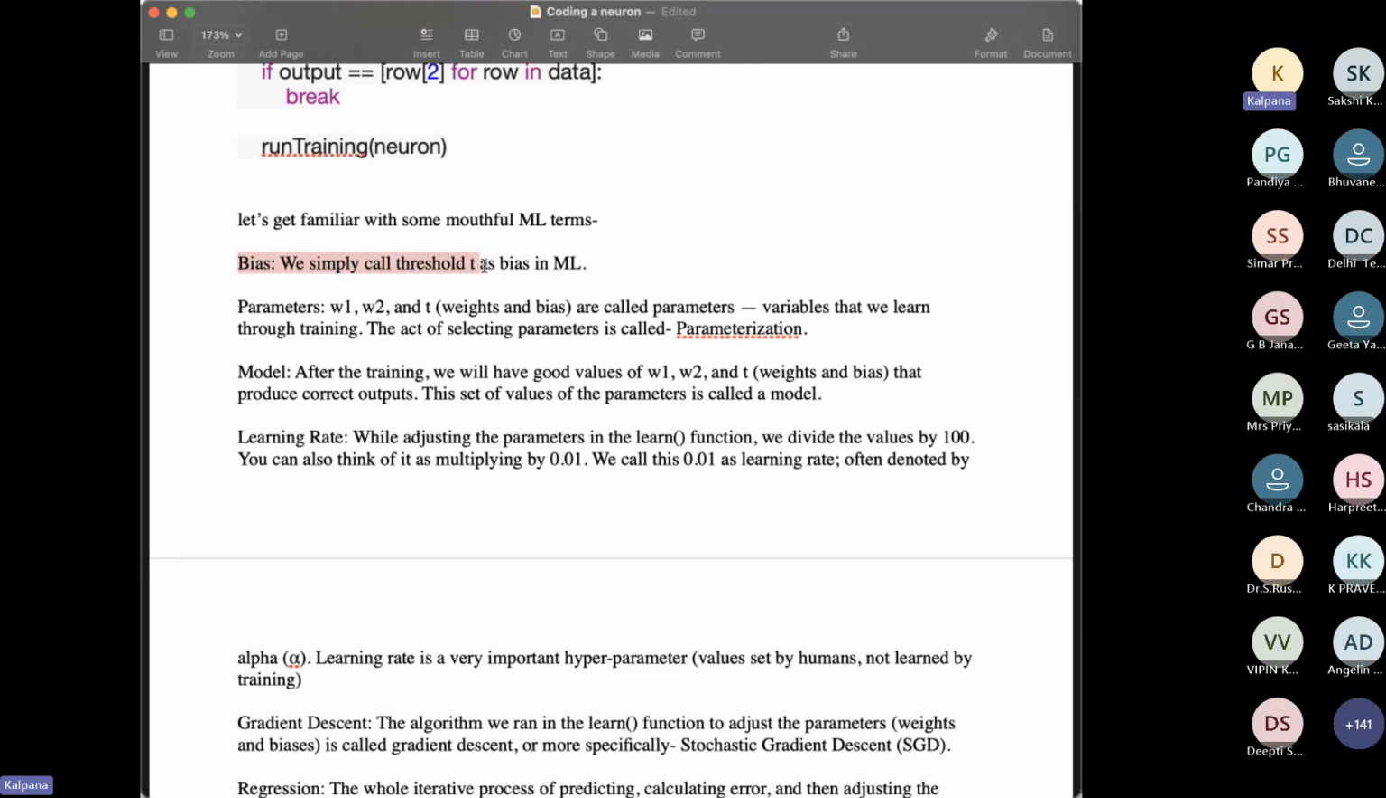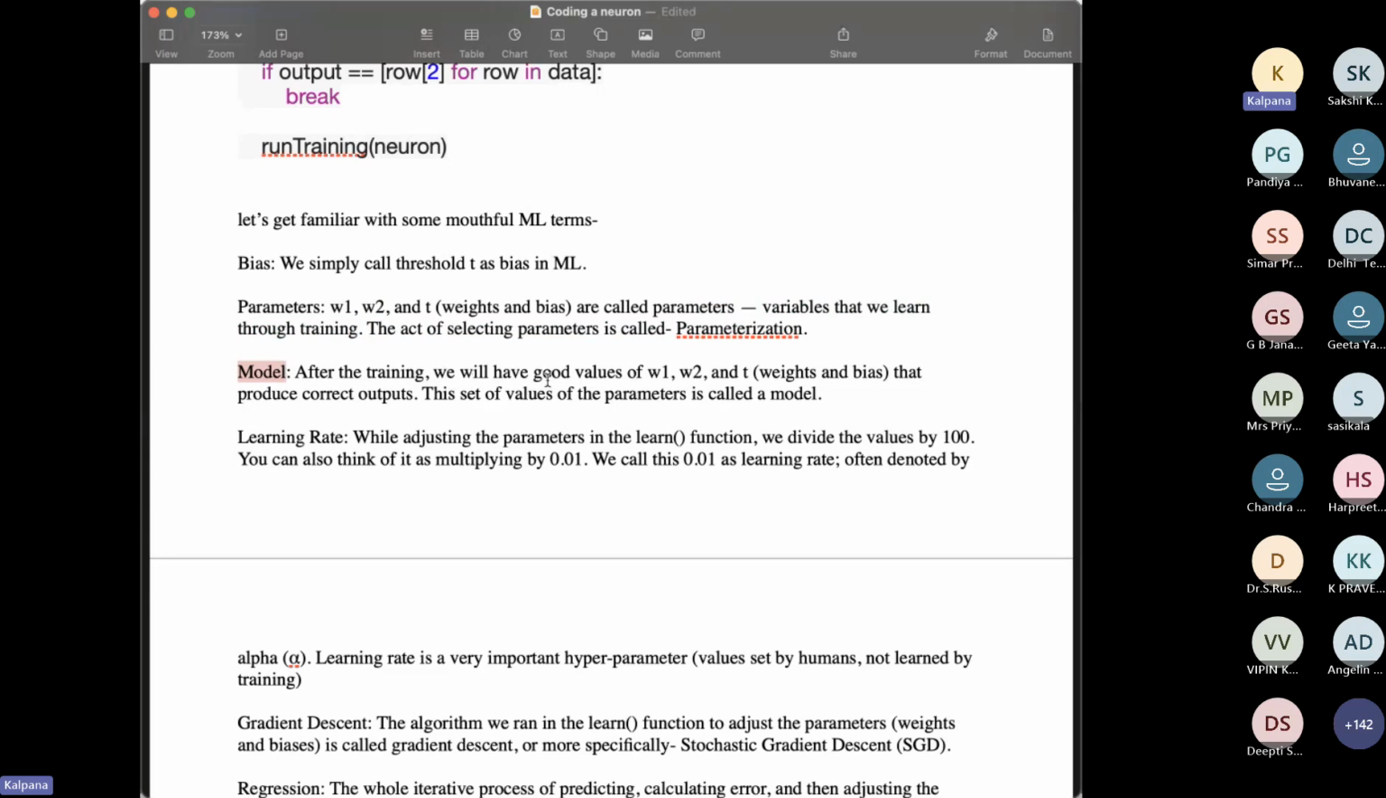What is a bias? The threshold T that we have taken initially, that is what is bias. Parameters W1, W2, T are called parameters. These parameters are the variables that we are trying to learn. The act of selecting the parameters is called parameterization. Model, over here the model is the neuron.